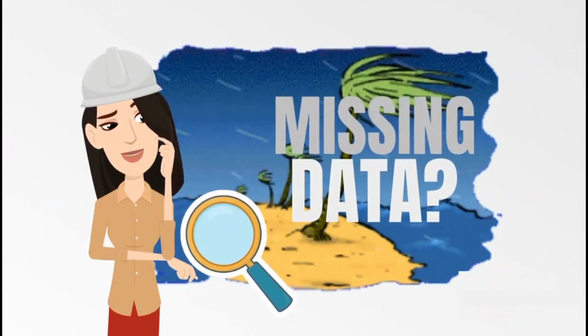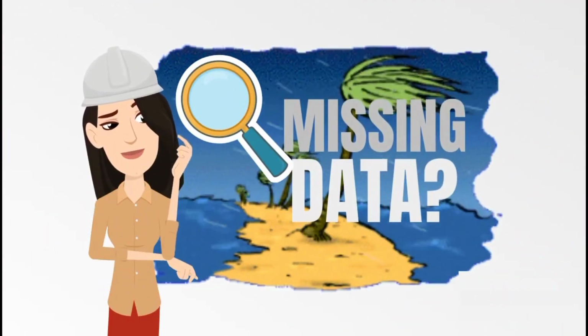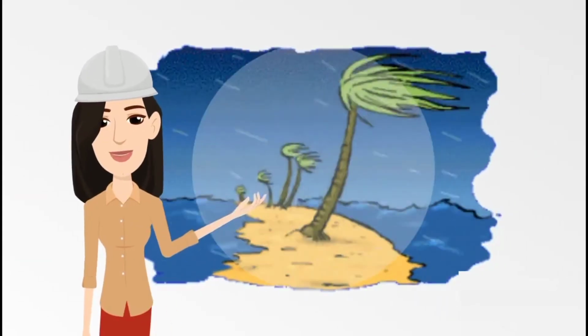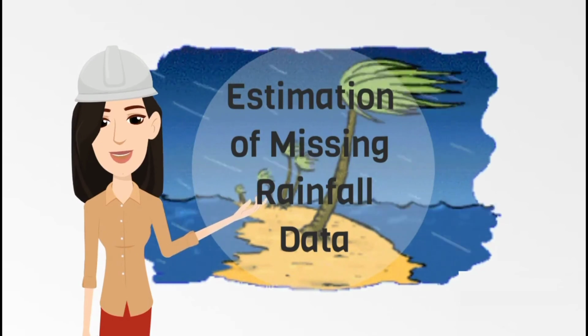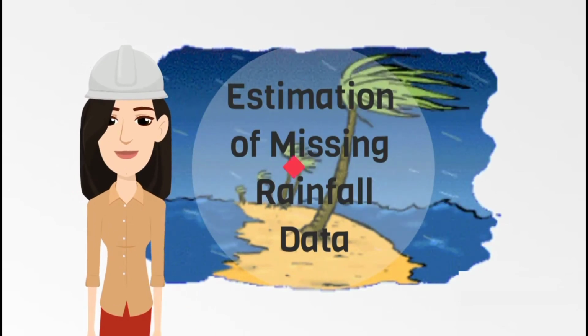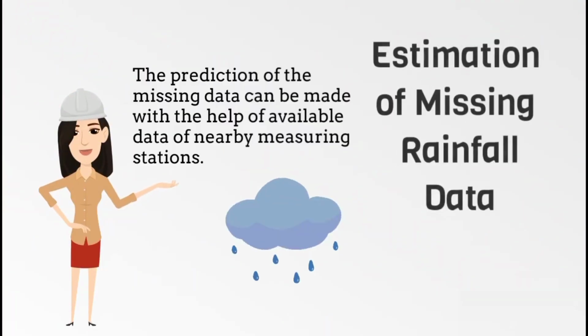What if there is missing rainfall data? So now, let's talk about estimation of missing rainfall data. Sometimes, it may not be possible to measure the rainfall at a particular measuring station due to absence of the observer, instrument failure, or any other reason. In that case, the prediction of the missing data can be made with the help of available data of nearby measuring stations.